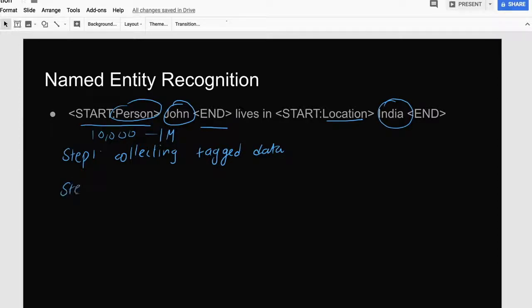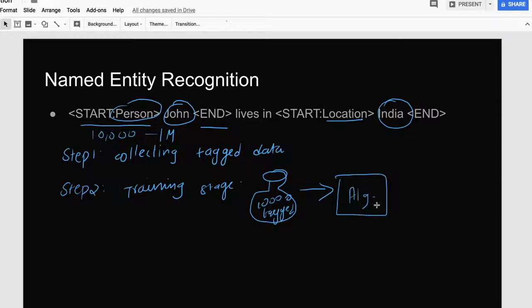The second step would be the training stage. We need to manually train the machine by teaching that John is a person, India is a location, like that. So we have collected the tagged data. Let's consider we have collected 10,000 tagged sentences. Using these sentences, we will give them to an algorithm. This can be the maximum entropy named entity recognition algorithm, or any algorithm like the perceptron algorithm. It depends. There are a number of algorithms which try to detect the named entities. We give these 10,000 tagged sentences to this algorithm, and it gives us the NER model. This is the final output of the training stage.